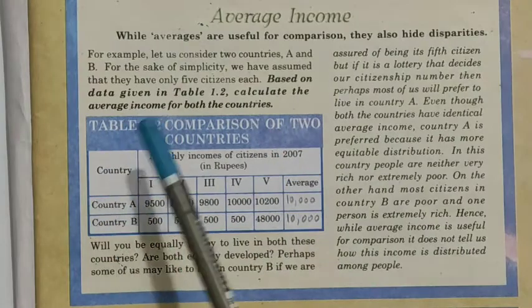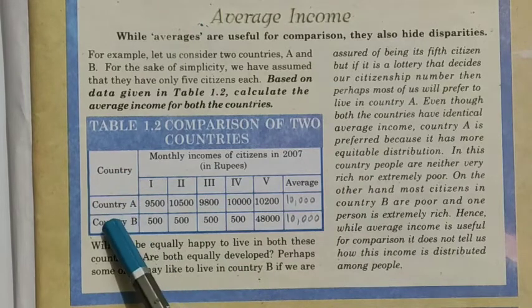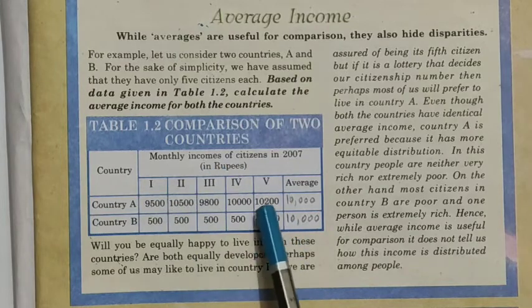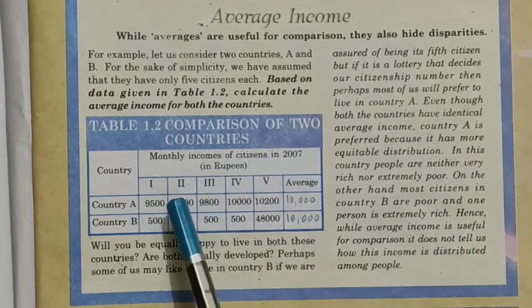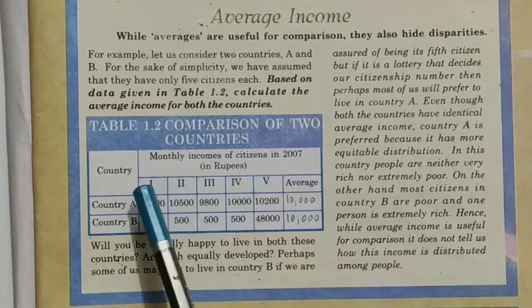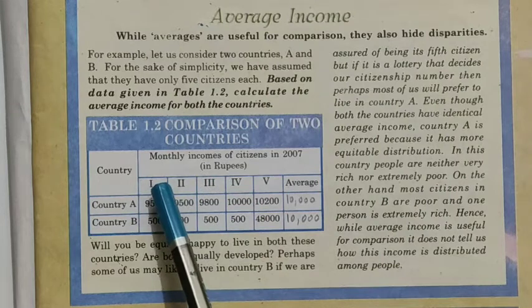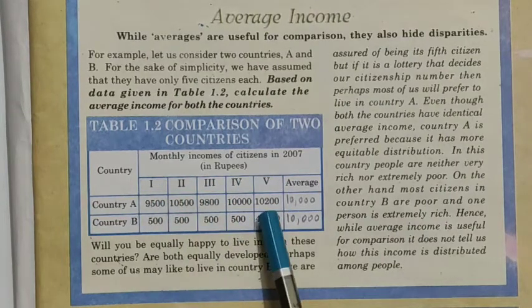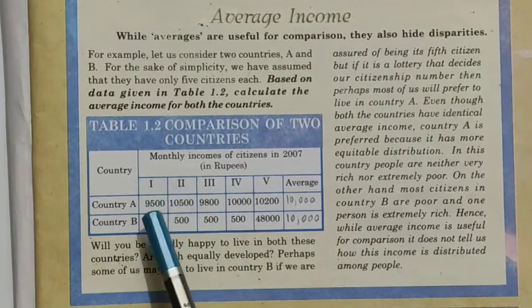From this table, we can understand that there are two countries given, country A and country B, and these are the monthly incomes of citizens in 2007, which are given in rupees. These are the number of citizens. The total is 5: 1, 2, 3, 4, 5. And these are the incomes of each of the citizens of the respective country.